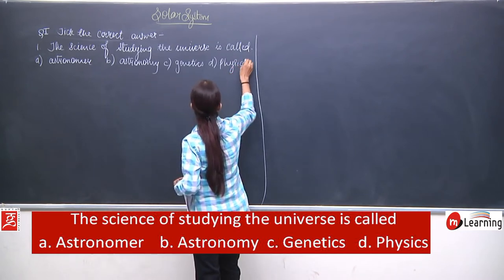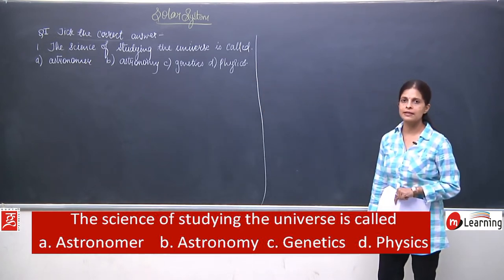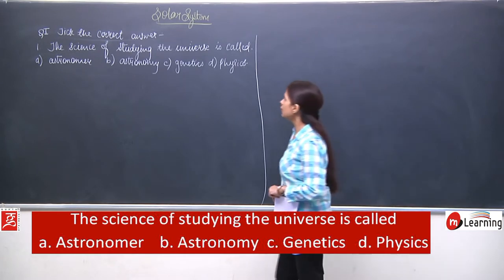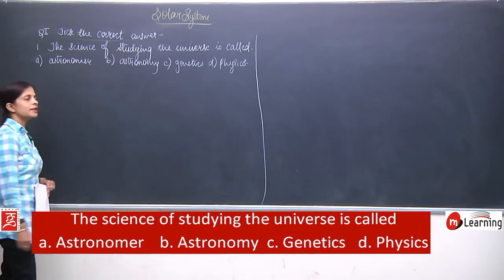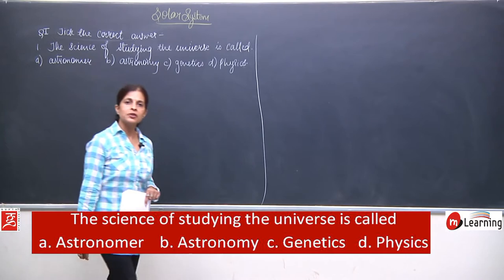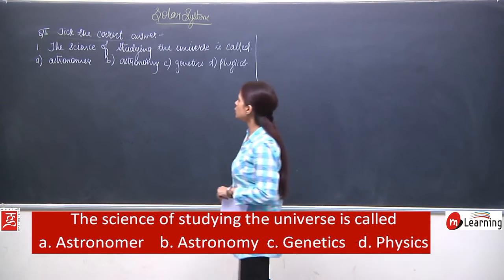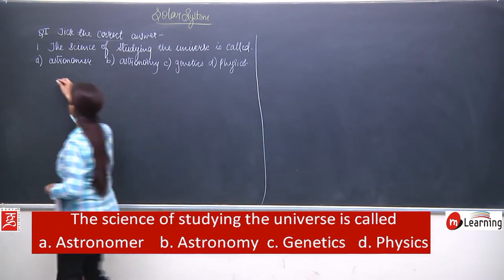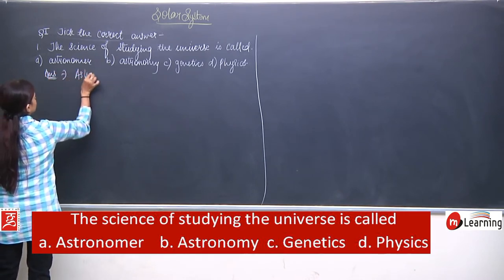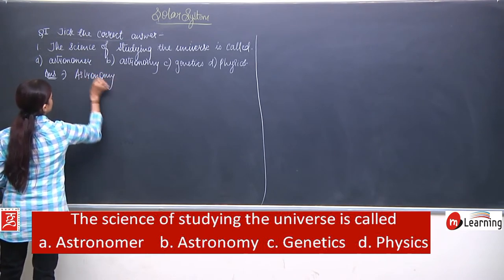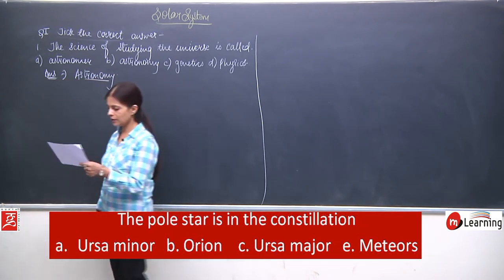So here is the question, children. The science of studying the universe is called as, what? We know it is not physics and genetics. Now two words are there, astronomer and astronomy. Astronomy is the study, and the astronomer is the one who studies. So the correct answer is astronomy. This is the correct answer for question number 1. Now we'll move to the second one, children.